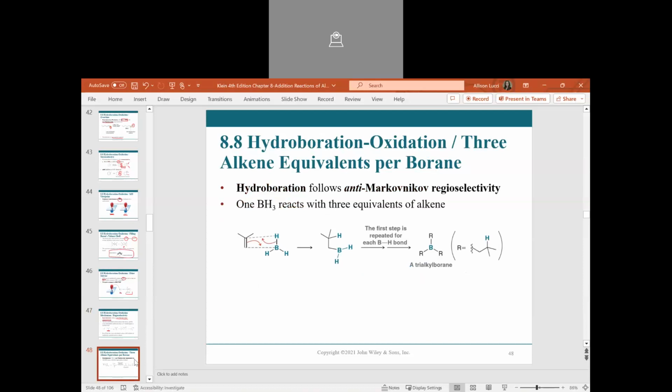Let's go to the next slide here. So we react the borane, right? One equivalent of borane will end up reacting with 3 equivalents of our alkene. So we end up with this product here, a trialkyl borane, right? All of these R groups are the alkyl groups that were our alkenes.